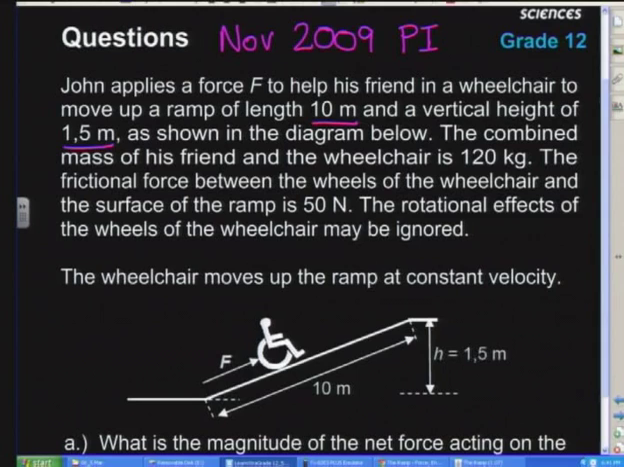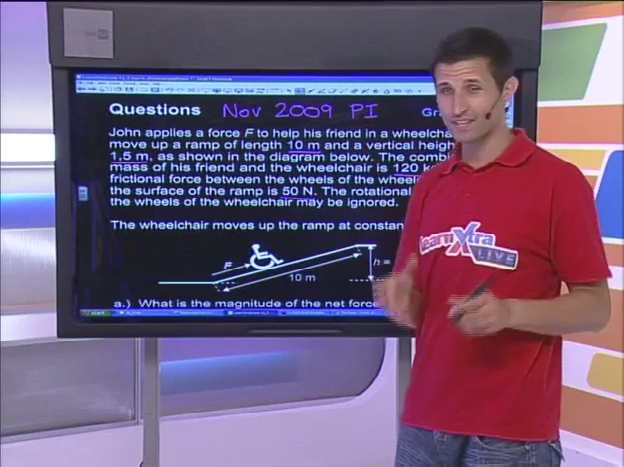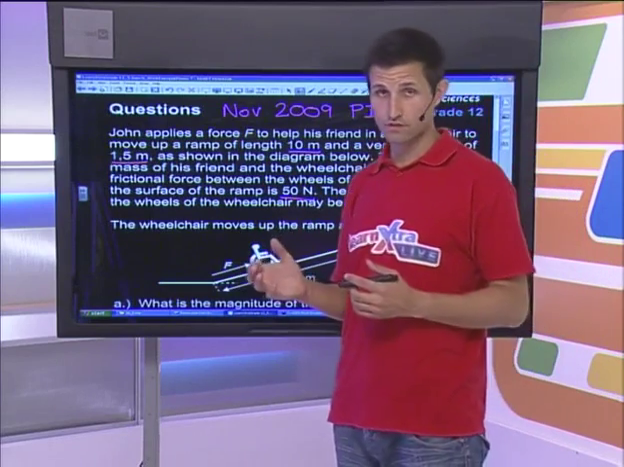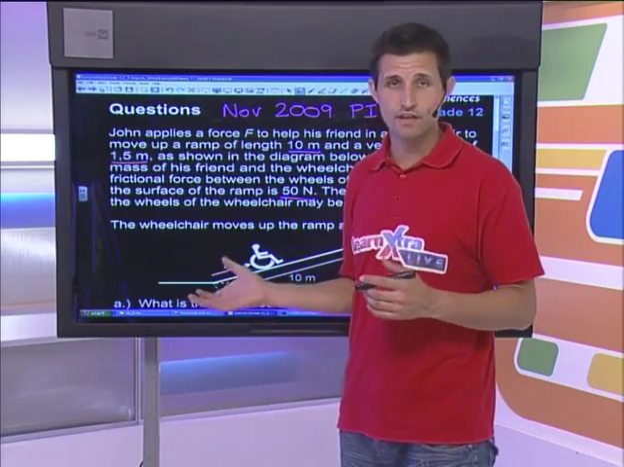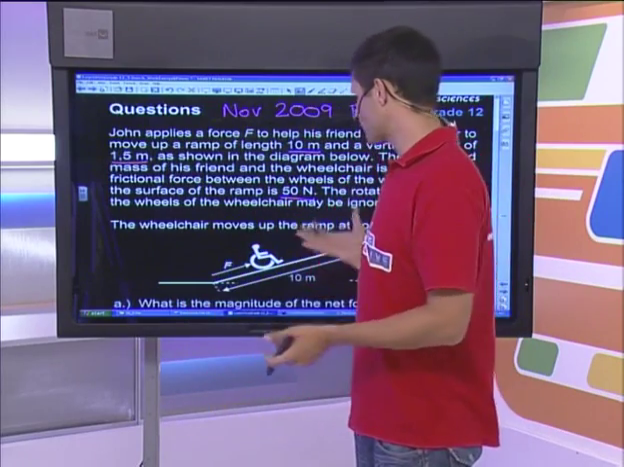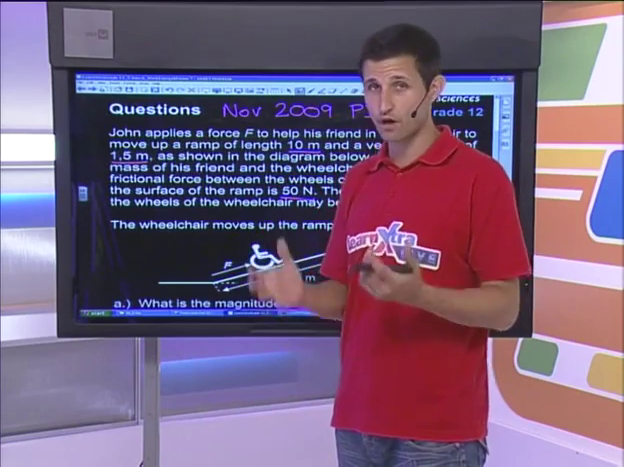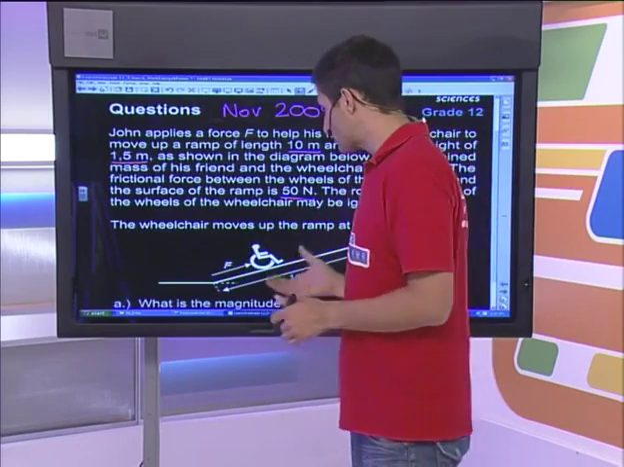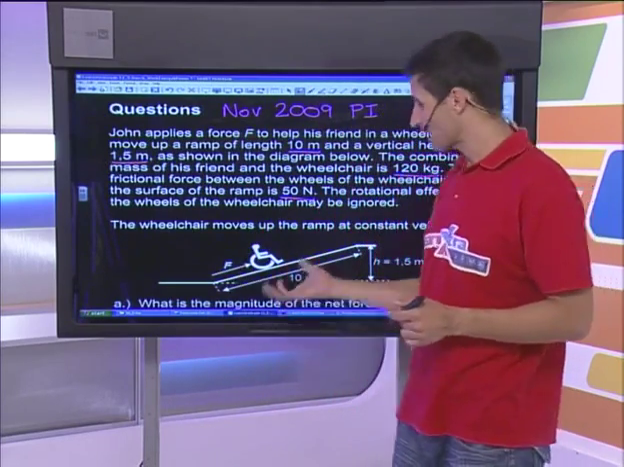The combined mass of his friend and the wheelchair is 120 kilograms, because mass very often is useful for calculating my kinetic and my potential energy. Now it says the frictional force between the wheels of the wheelchair and the surface of the ramp is 50 newtons. Guys, just remember that if I've got an applied force and there is friction, friction is usually acting in the opposite direction to the motion. It's stopping the wheelchair from going up the hill.